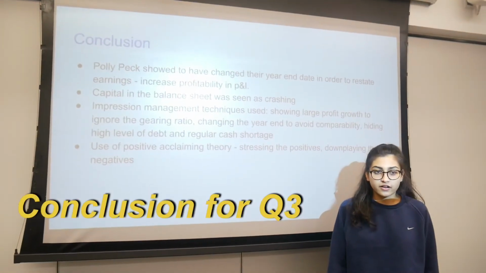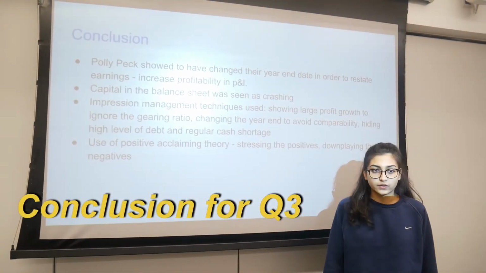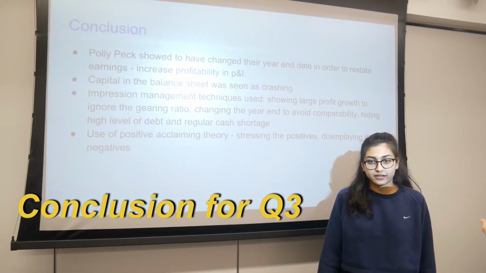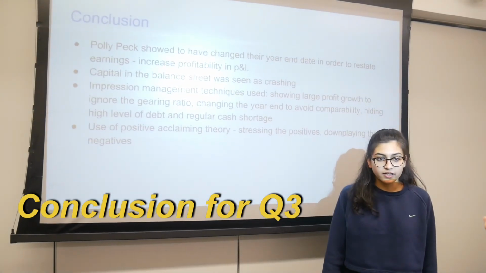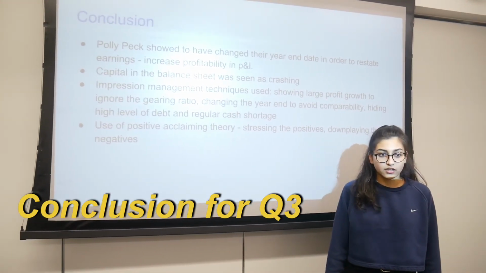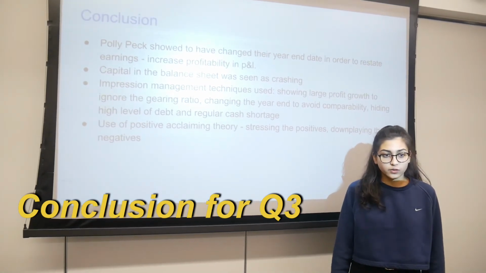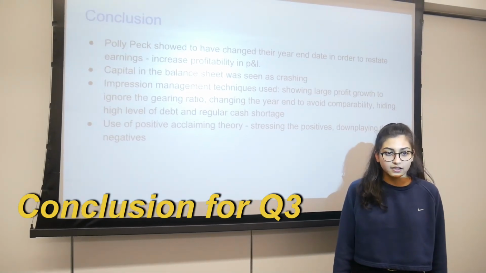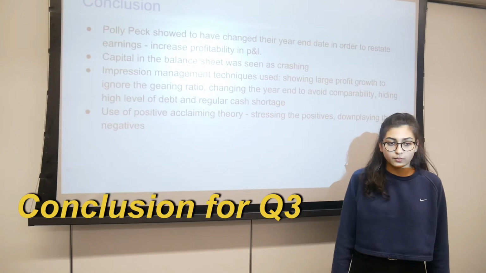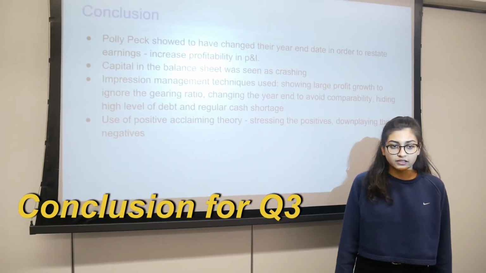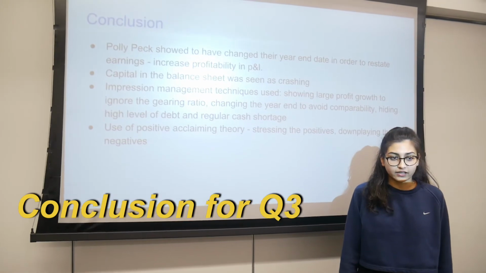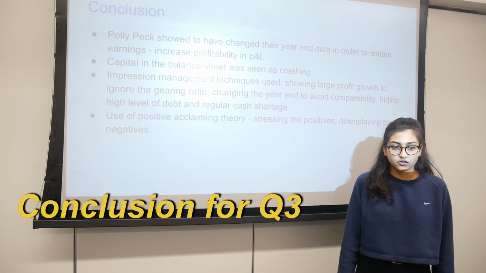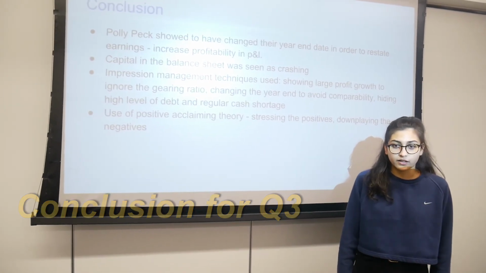In conclusion, we see that earnings restatements are made in a variety of ways which made the company seem more profitable in the profit and loss statements, which leads to the capital in the balance sheet continuously crashing. There is a large number of impression management techniques used, as explained earlier, such as showing large profit growth and a high gearing ratio, to which investors focus on the growth and neglect the latter, as well as avoiding the ability for the company to be comparable by changing the year-end date, and finally not explicitly showing the high level of debt and regular cash shortages. We see the use of positive acclaiming theory, in which Polly Peck stresses the positive aspects of the company and downplays all the negatives.